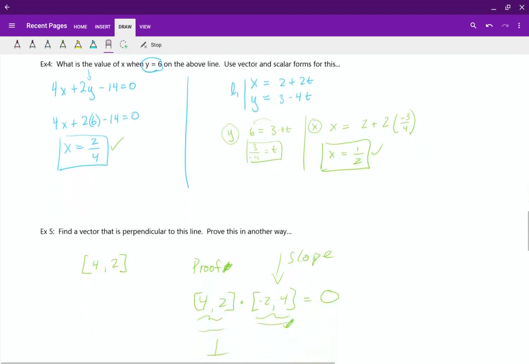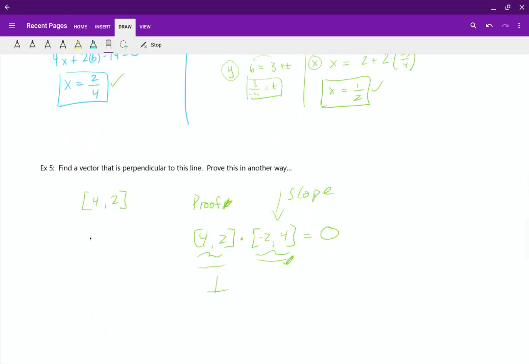All right. Another example here is find a vector that's perpendicular to this line. Well, we already know that our line has a slope related to negative 2, 4, and 4, 2 is, I know, also perpendicular, but we have to prove this. One proof is to dot product these guys and get a 0, right? And that's our proof. So if I dot product this stuff, I get a 0.